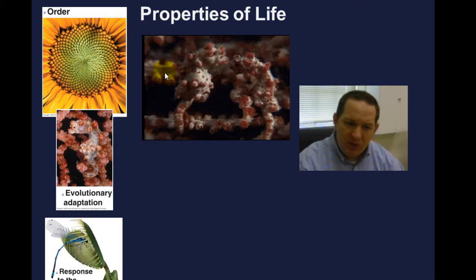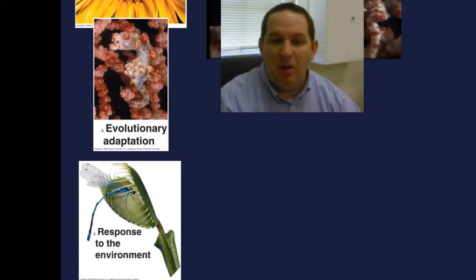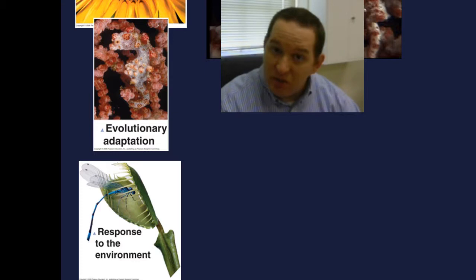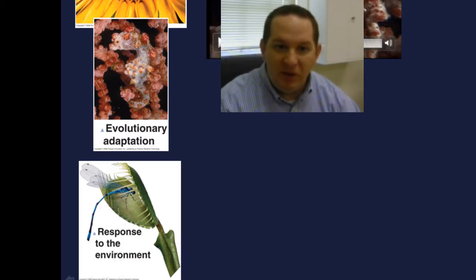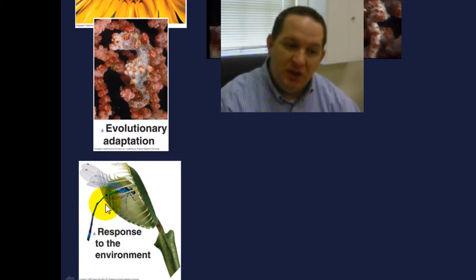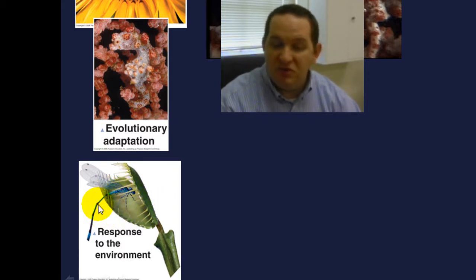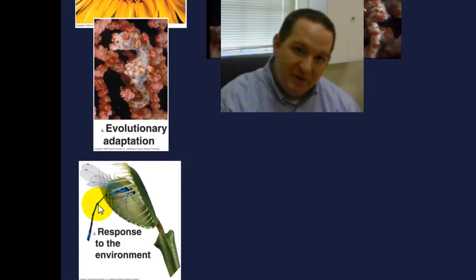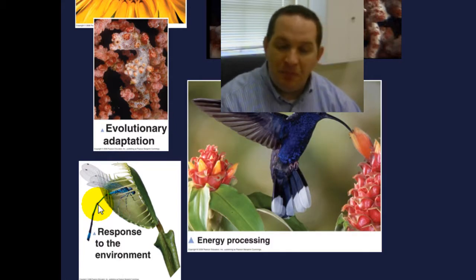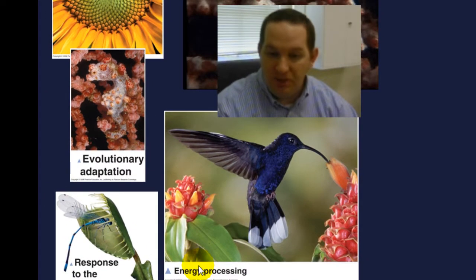The third property has to do with ability to respond to the environment. Whether you're a bacteria or the pygmy sea dragon, you must be able to respond to your environment. In this caption here, you see that there's a carnivorous plant eating an insect. Both the plant and the insect have to be able to respond to their environment to be classified as living things.